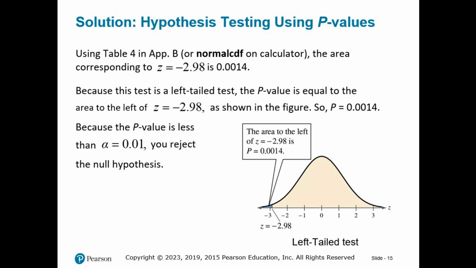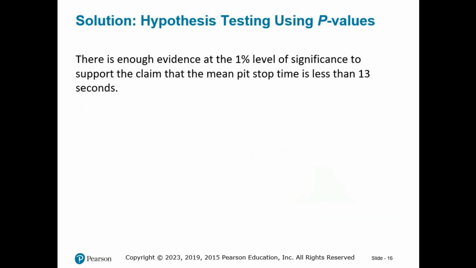Is 0.0014 less than 0.01? Yes, it is. Therefore, we should reject the null hypothesis. Remember, say the tested amount first. Ask if it's less than the level of significance. If yes, you reject the null hypothesis. That can be your order of testing these. The way we word our conclusion is, there is enough evidence at the 1% level of significance to support the claim that the mean pit stop time is less than 13 seconds.